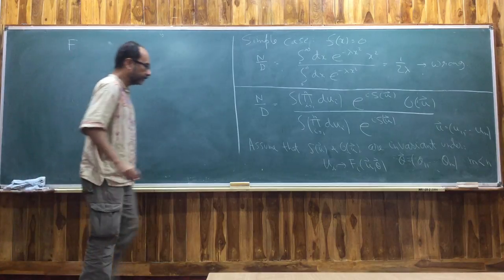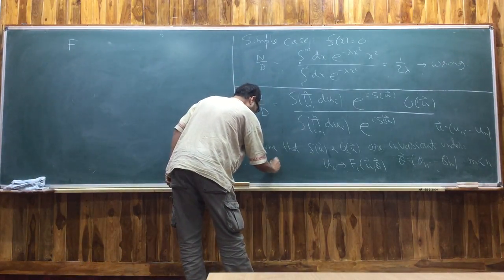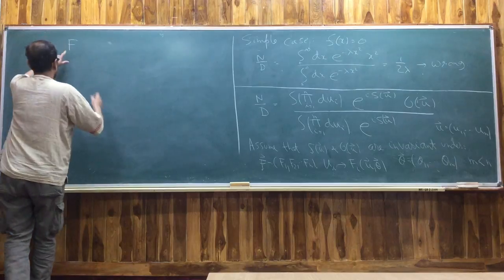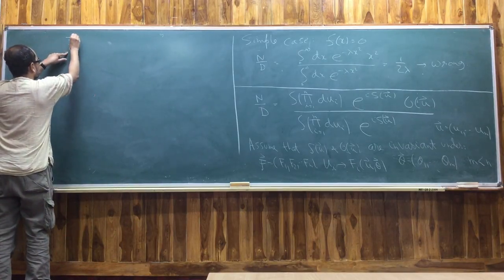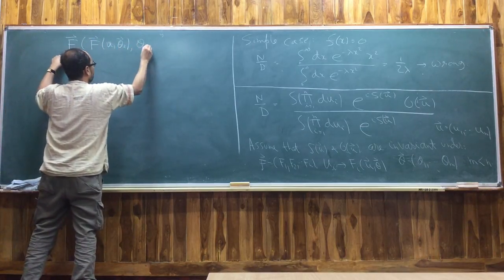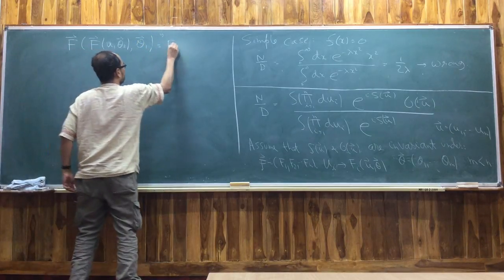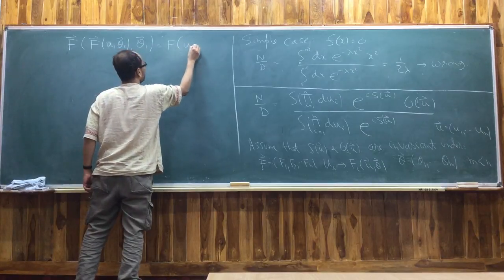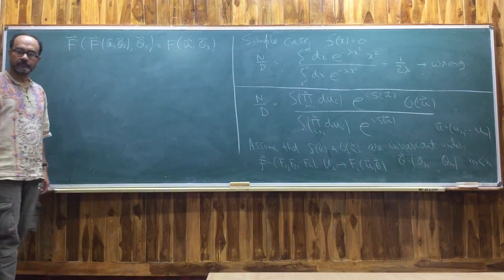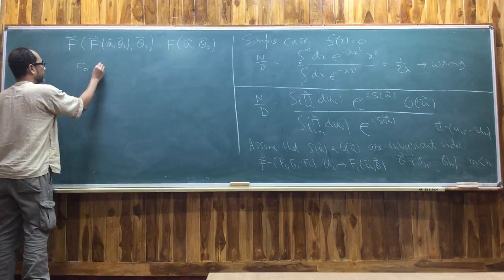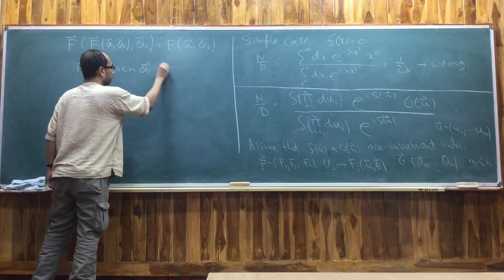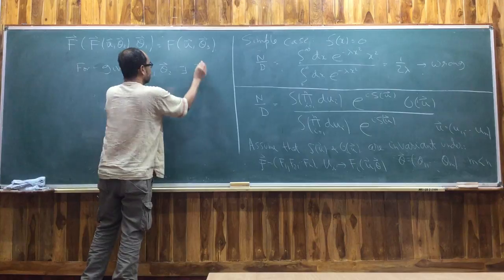I'll also use the vector sign for f. So vector f will stand for f1, f2, up to fn. You have this property that f of f of u, theta 2, theta 1 is f of u, theta 3. So for given theta 1, theta 2, there exists theta 3 that satisfies this.